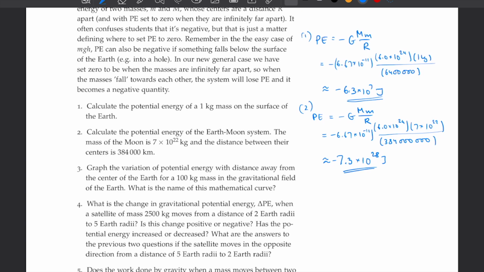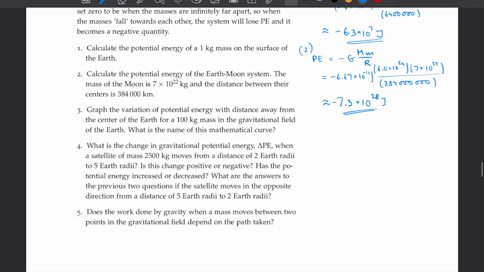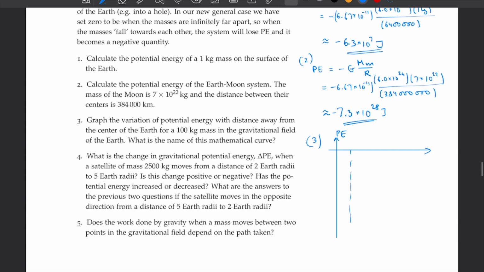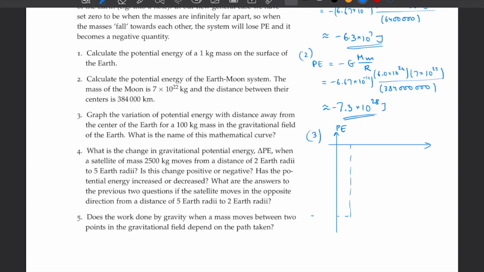Okay, number 3, we have to graph the variation of potential energy with distance. Let's do that. So we're graphing potential energy, which is negative. And it's a 100 kg mass that starts at the surface of the Earth. So 100 kg is 100 times more than the 1 kg mass in exercise 1. So we can just multiply that by 100 and we get negative 6.3 × 10^9.